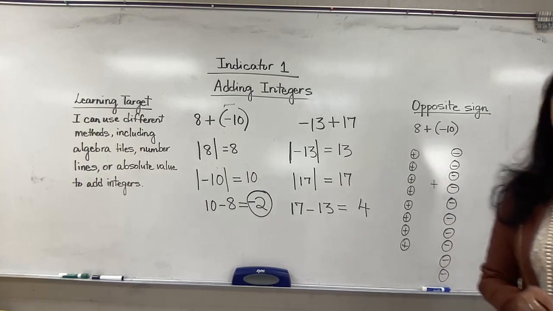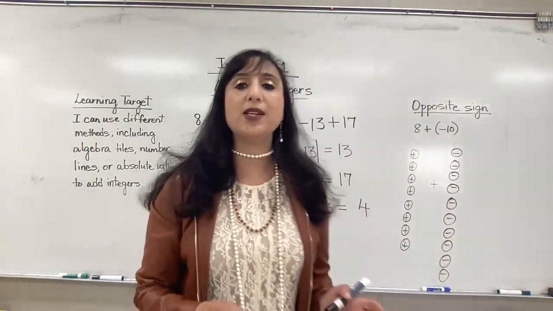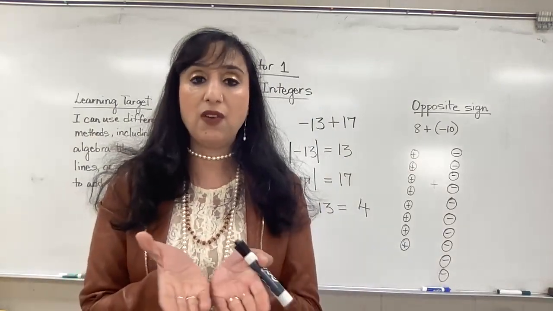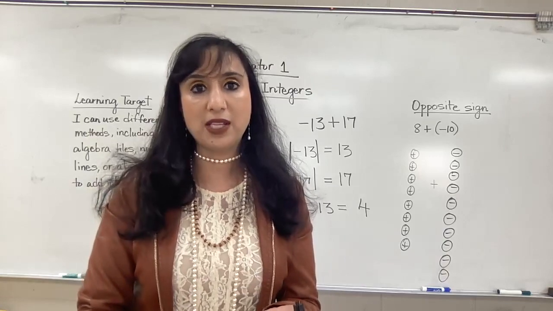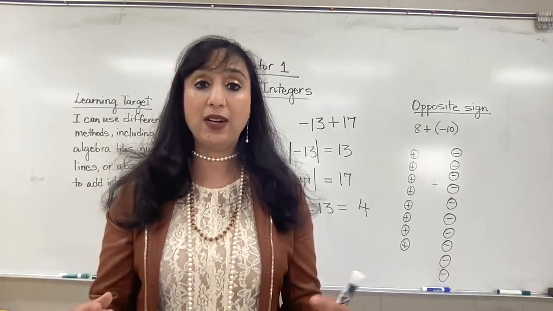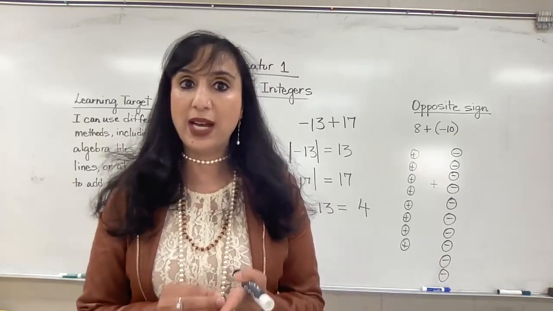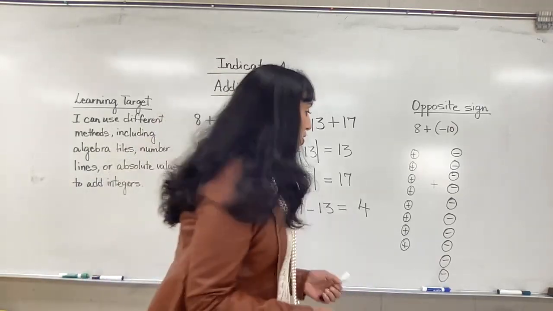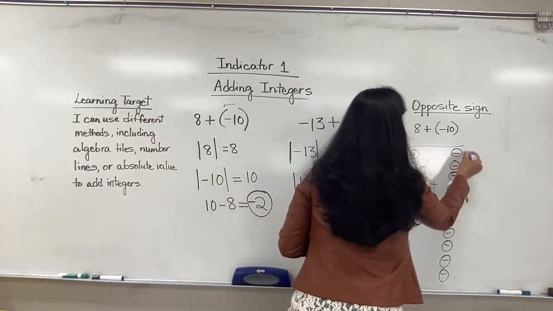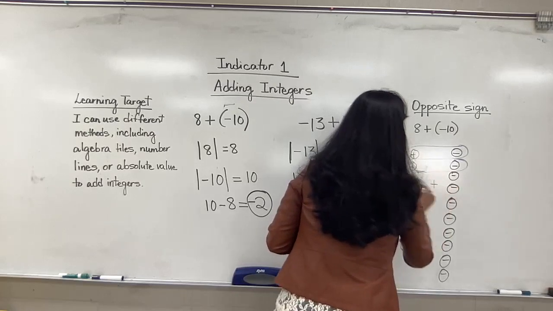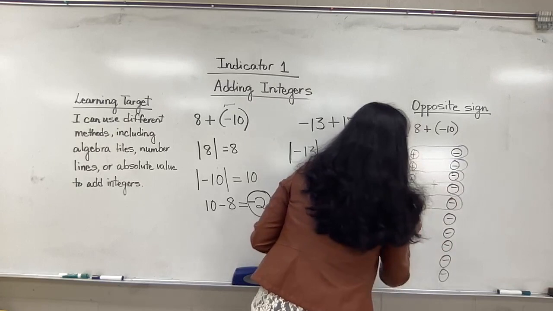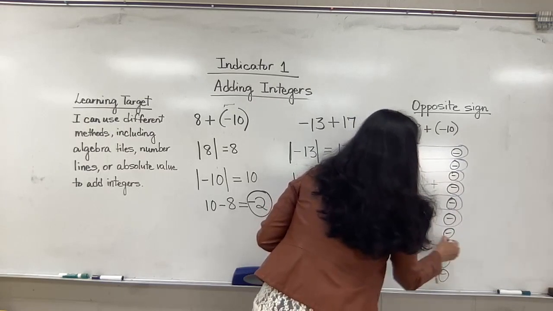With opposite signs, what I do is make zero pairs. A zero pair basically means I'm taking one positive integer and combining it with one negative integer and making a pair, and it will give me zero, because what is one minus one? It is going to be zero, right? So I'm going to make these zero pairs. Here's a zero pair, here's a zero pair, and we keep going, one positive with one negative, one positive with one negative.